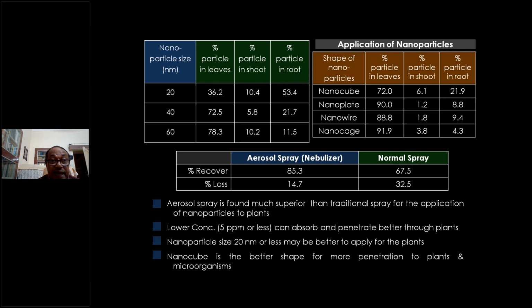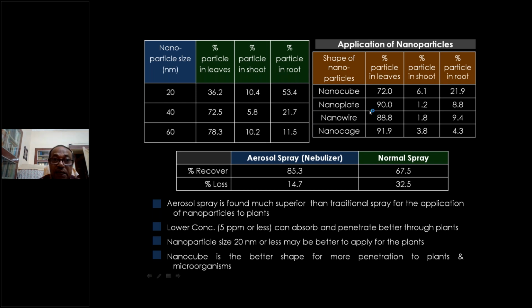Now, the particle size is also very important. If the particle size is less than 20 nanometers, then you can see the results. Within 48 hours, 53% of what we spray on leaves pierces through from the leaves to the root. Whereas when it is 40 nanometers, only 21%. When it is 16 nanometers, it is only 11%. So the smaller the size, the better. Again, tube-shaped nanoparticles are better within 24 hours.